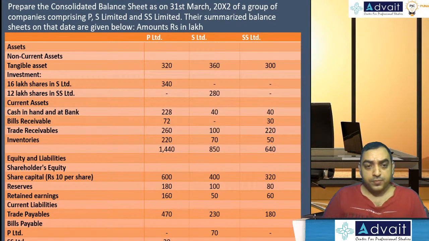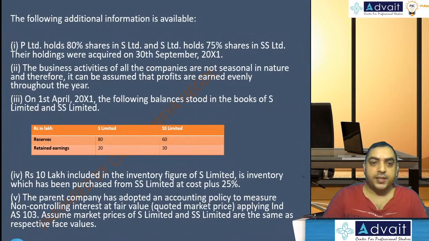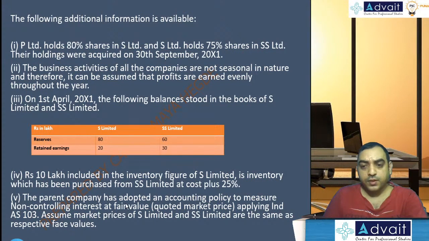The summarized balance sheet data are given below: non-current assets, tangible assets, investments, current assets, cash in hand, bills receivable, trade receivable, inventory, equity, liability, shareholders equity, reserves, retained earnings, current liabilities, trade payables, bills payable. The following additional information is available. P Limited holds 80% shares in S Limited. S Limited holds 75% shares in SS Limited. Their holdings were acquired on 30th September 2001.